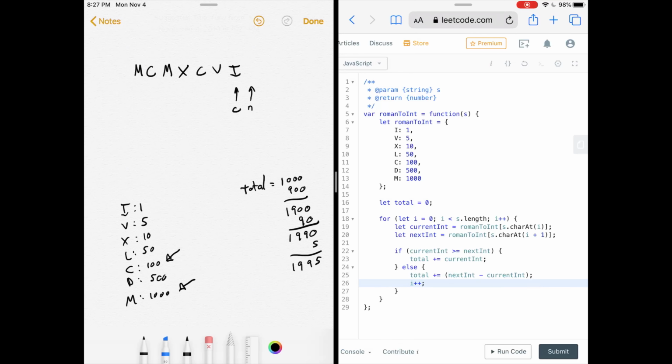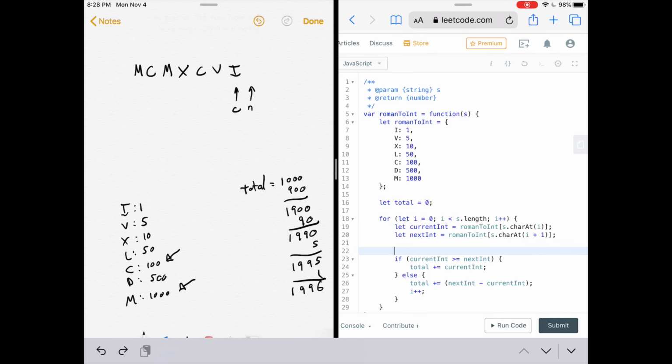Now we see something strange. Next is pointing to nothing. How would we compare next when it's nothing to current? We don't have any if statements that cover this. So at this point, we would just add the final number, which is 1, because I maps to 1, to our total. So 1995 becomes 1996.